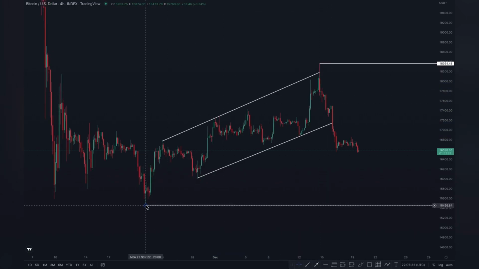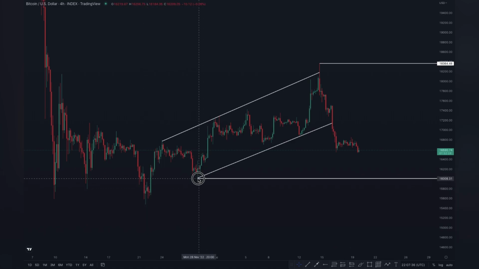So now, instead of leaving my support to be here, I have to evolve my support to be this place, which is the 90% of the running channel structure we have. That is the 90% of it. So this is what we have on the 4 hour.